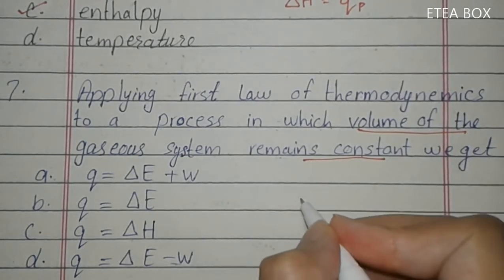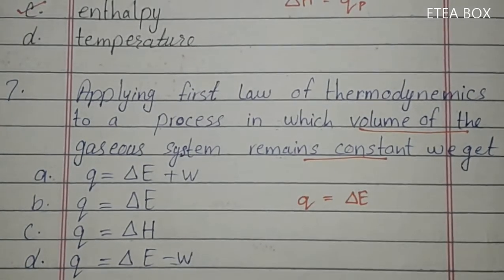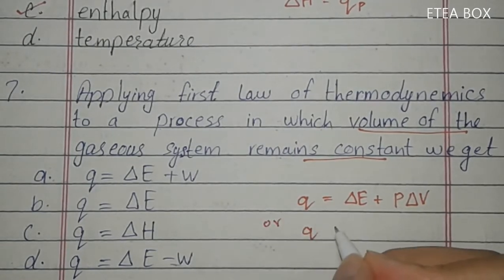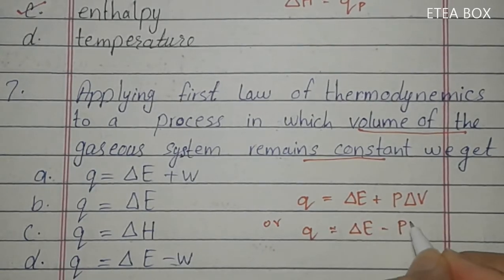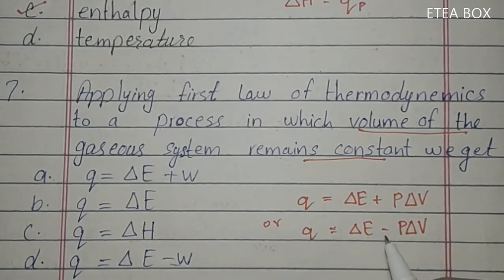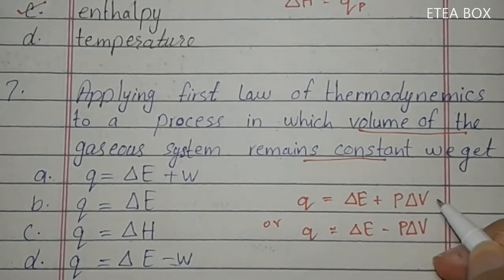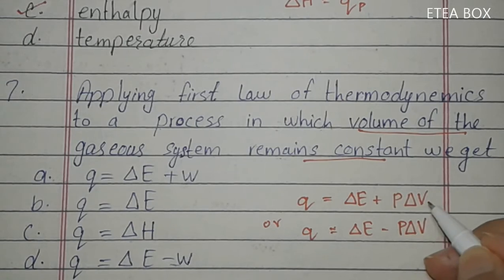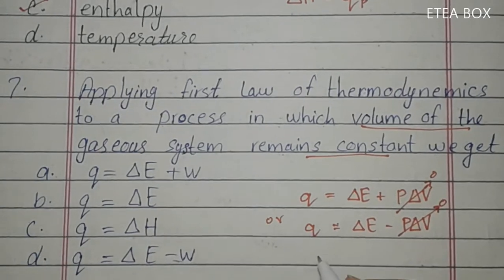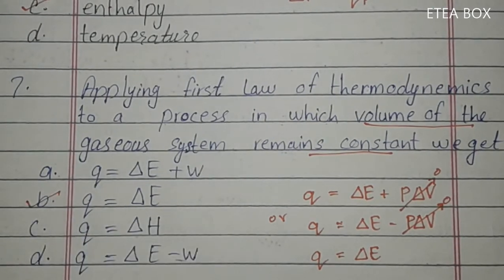Now look here, we know that Q is equal to change in energy plus P times change in volume, which is work. Or Q is equal to change in energy minus work. Work is positive when work is done on a system, and work is negative when work is done by the system. When the volume is constant, it means that the change in volume is zero, so this term will be zero and Q will be equal to the change in internal energy. Now look here, option B is correct.